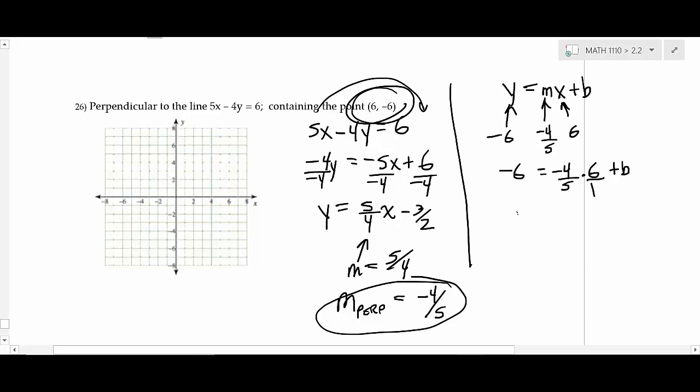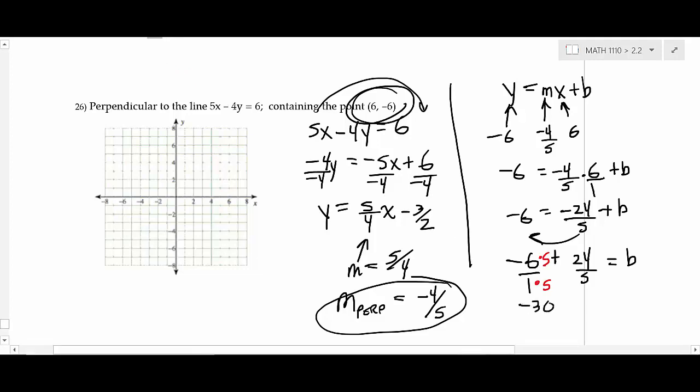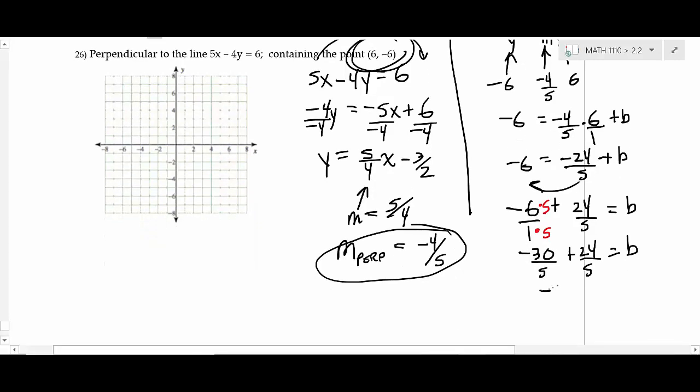So that looks like that's going to be negative 6 equals negative 24/5 plus b when you multiply the fractions. If you move this to the other side, you'll have negative 6 plus 24/5 is equal to b. And get a common denominator. That common denominator is 5. Okay, so it looks like what you're going to have is negative 30 over 5 plus 24 over 5 equals b. So what is that? That is negative 6 over 5 equals b.